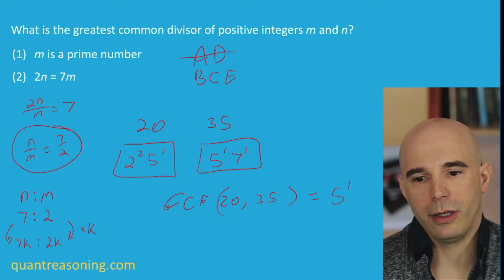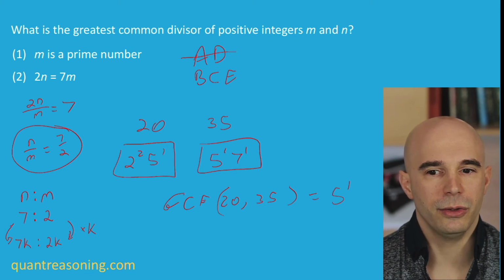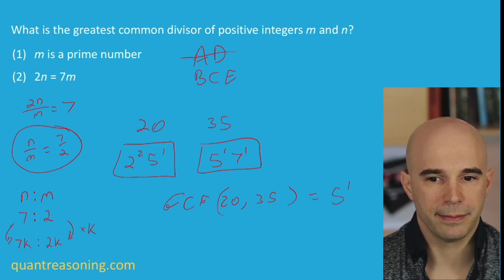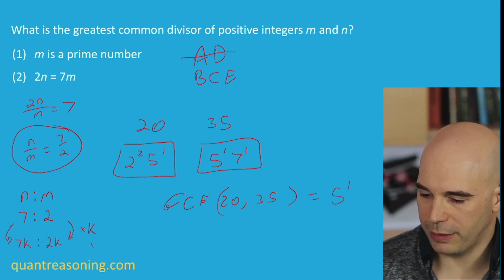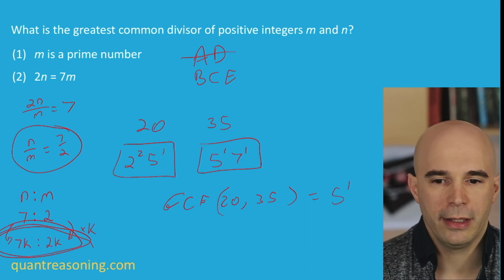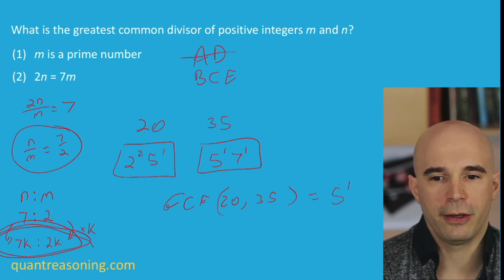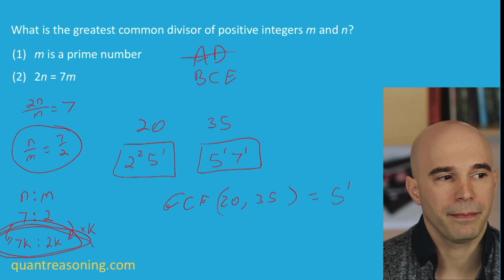So I'll ask you all, now that we know the ratio of n to m is 7 to 2, can we tell what the greatest common divisor is? Wouldn't it be true, though, to say that given what we have here, where we have the actual value of n as 7k and the actual value of m as 2k, wouldn't we then be able to say that the greatest common divisor is k?